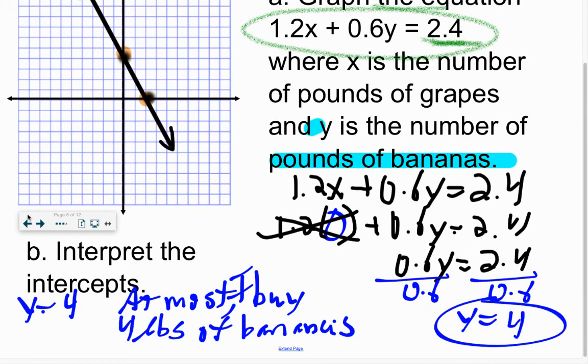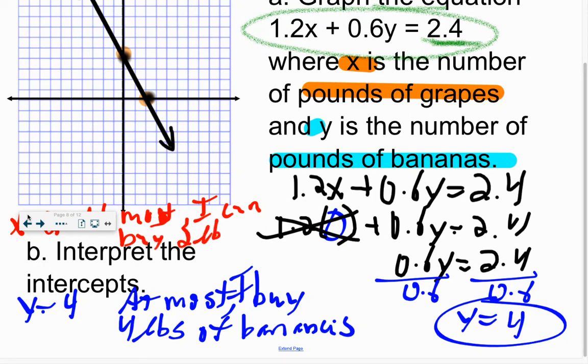Well, then it says interpret the other one where it was x equals 2. Again, go back to the word problem. Go back to your textbook where x is the pounds of grapes. So when we talk about that, at most, I can buy 2 LBS, 2 pounds of grapes. Or that intercept means I can buy 2 pounds of grapes and 0 pounds of bananas.